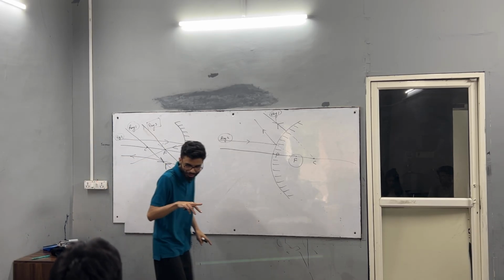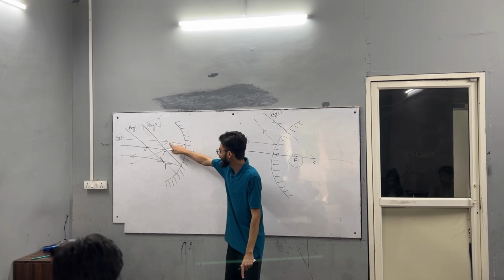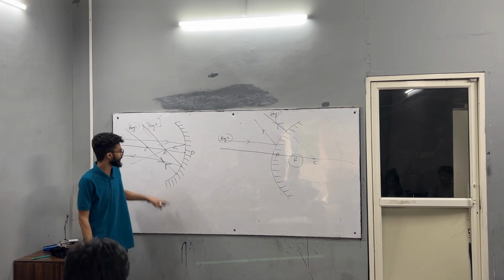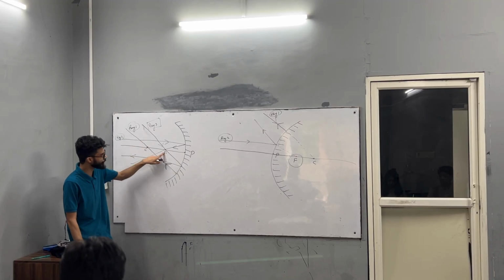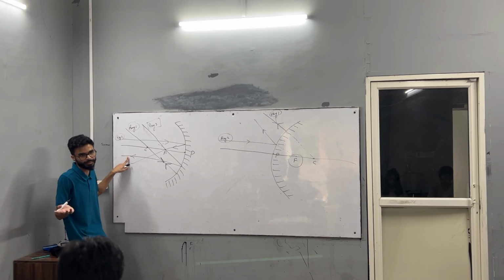See, case 2 and case 3 are opposites of each other. An incident light ray parallel to the principal axis after reflection passes through the focus. An incident light ray passing through the focus after reflection becomes parallel to the principal axis. Right?